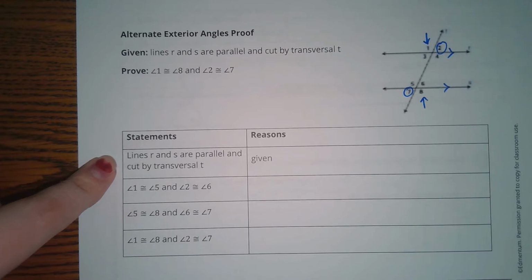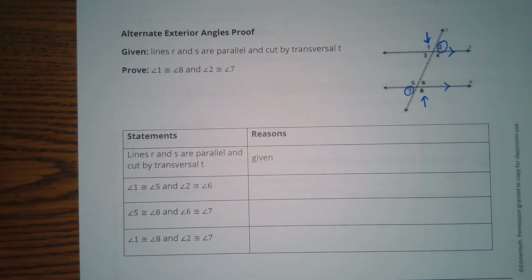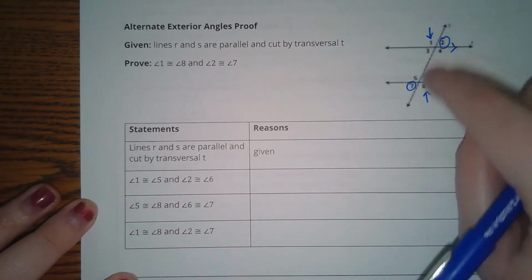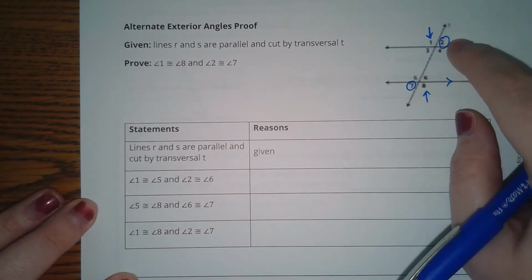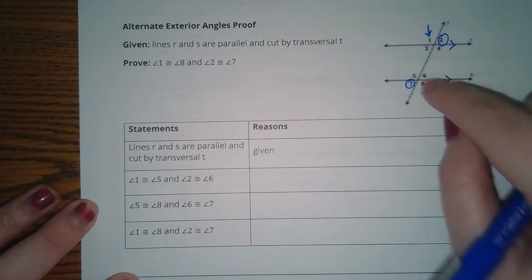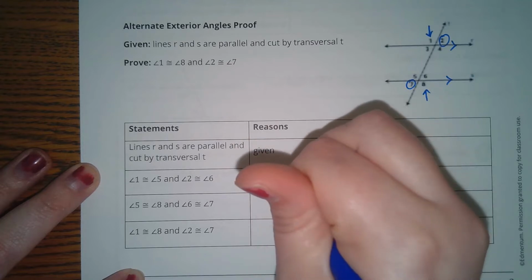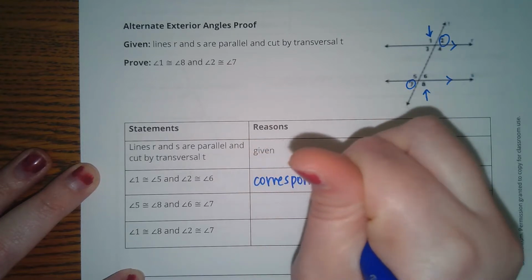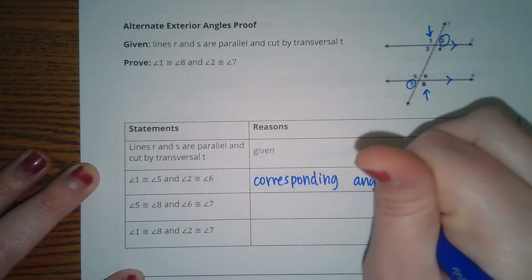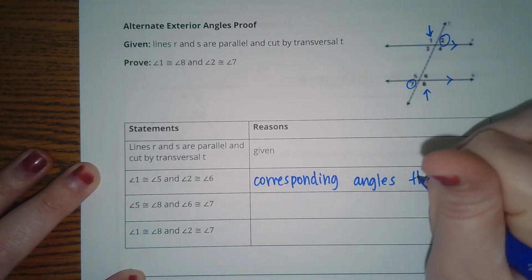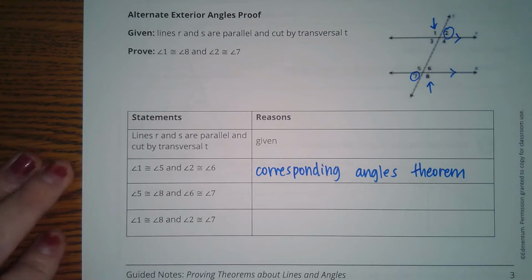I always start with my given. So my given is that lines R and S are parallel and they are cut by a transversal T. That is my given. I'm going to say that 1 is congruent to 5 and 2 is congruent to 6 because those guys are corresponding angles. So that is by the corresponding angles theorem. And that's the first one that we talked about in these notes, my corresponding angles.